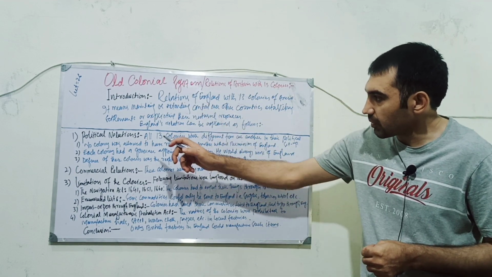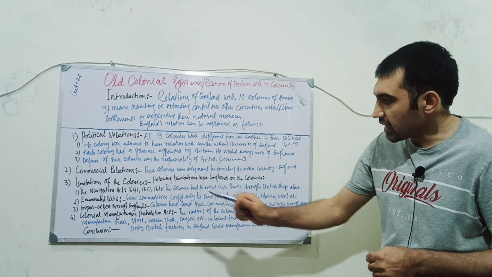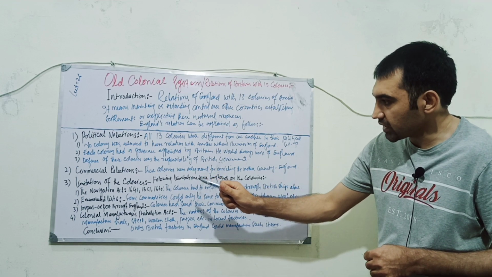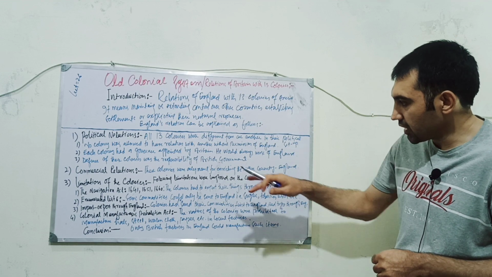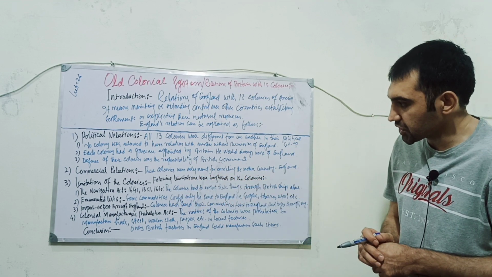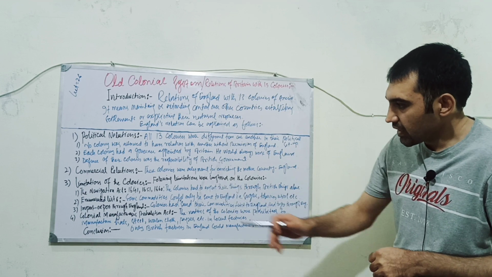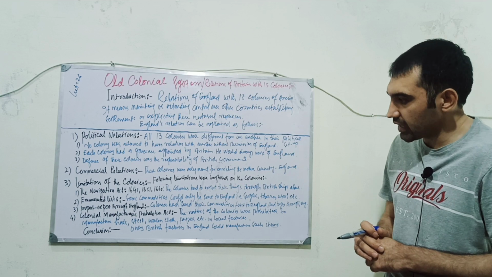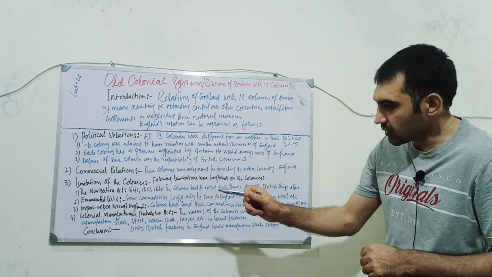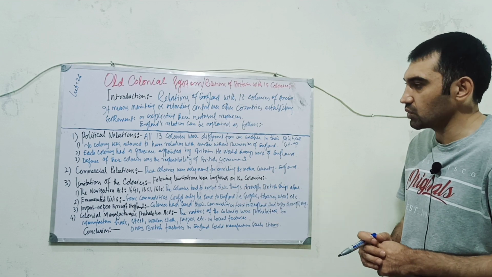Introduction, political relations, commercial relation, limitation of the colonies, and those limitations: the first one is the Navigation Act, Enumerated Lists Act, and Import-Export through England, Colonial Manufacturers Act, and then lastly the conclusion.